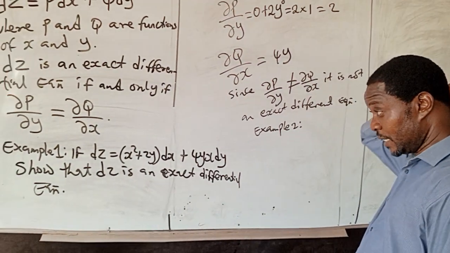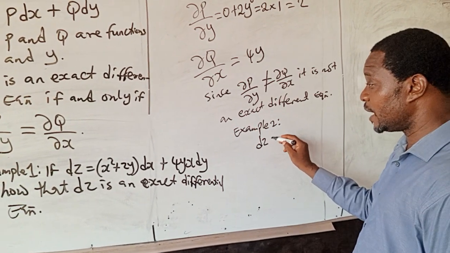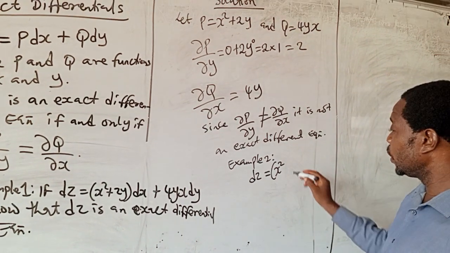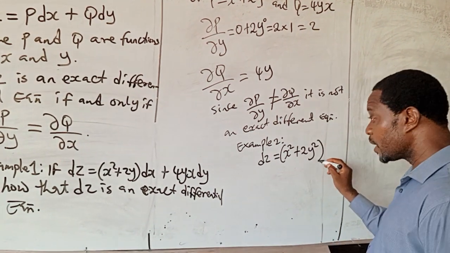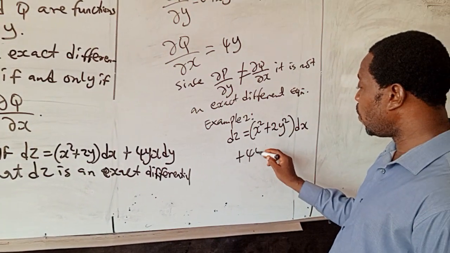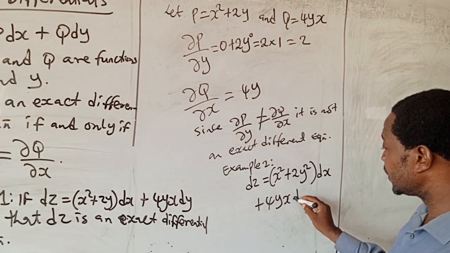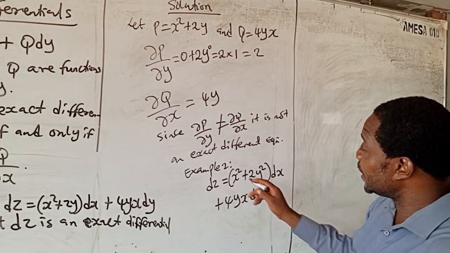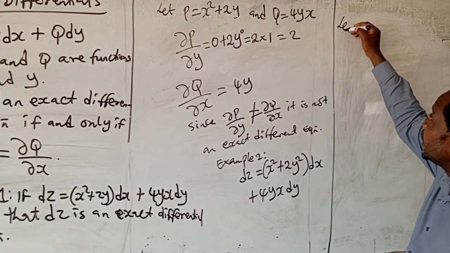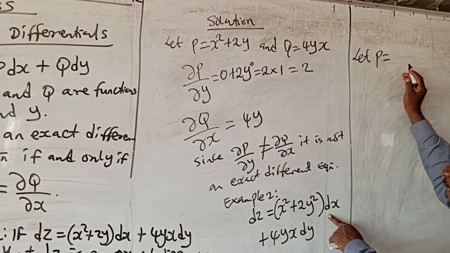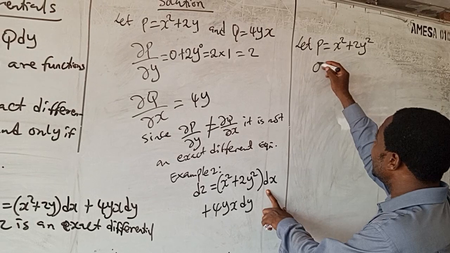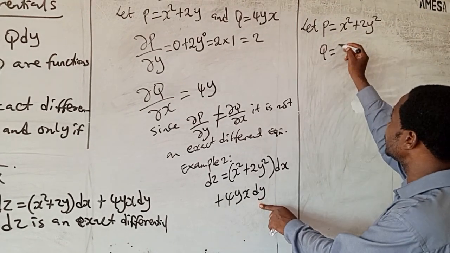But if the equation is like this, that will be our example 2. Check whether dz, which is equal to x squared plus 2y squared dx plus 4yx dy, is an exact differential, as you are asked to check. In the same way, you say, let p be the coefficient of dx, which is x squared plus 2y squared. Let q be the coefficient of dy, which is 4yx.